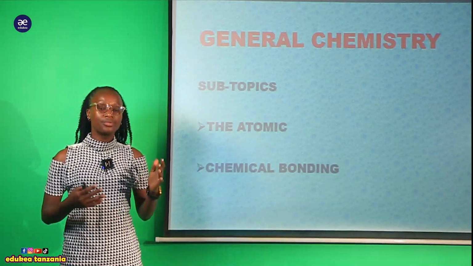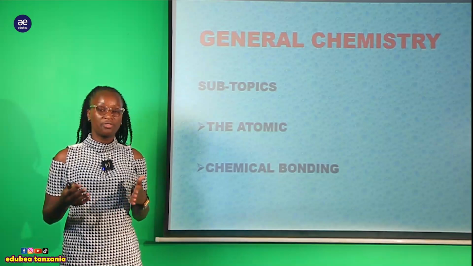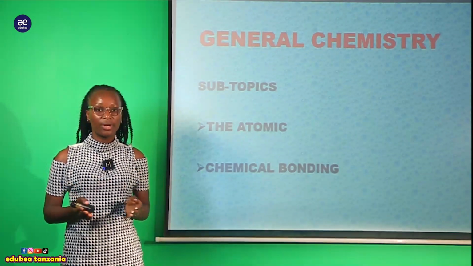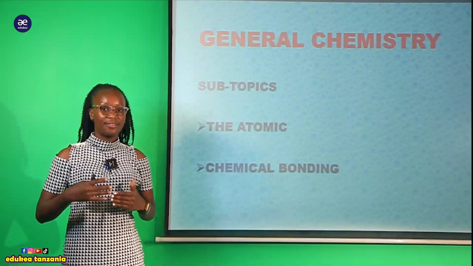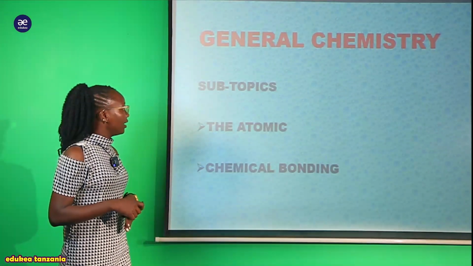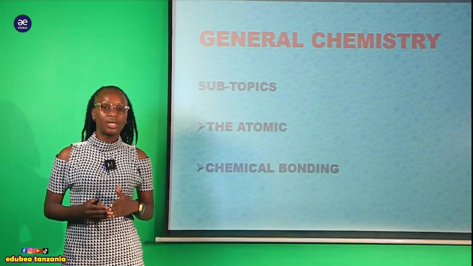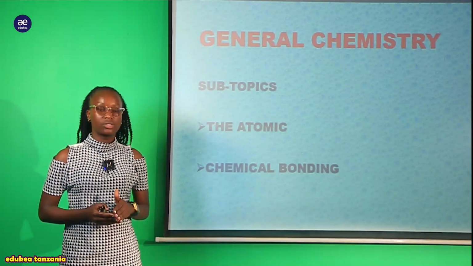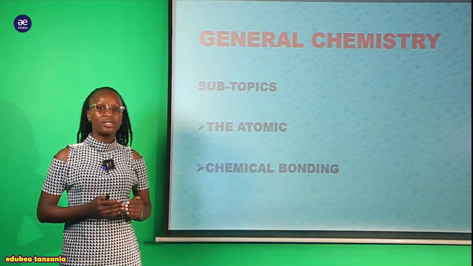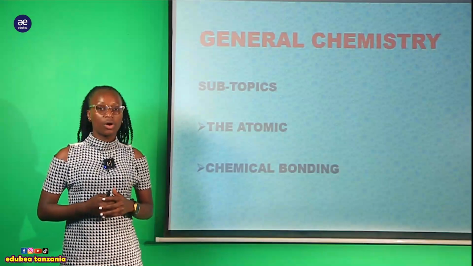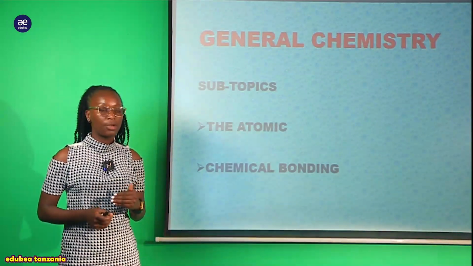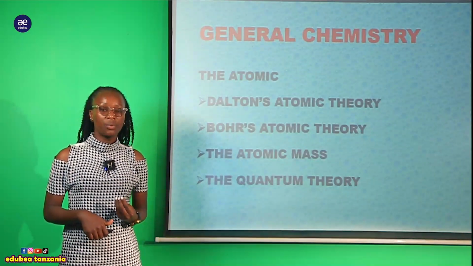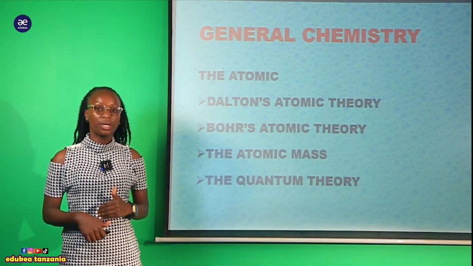My students, I am sure that once you are in Form 2, Form 3, Form 4, this concept is not new for you, but here we're going to look at it in a broader way. That's why it is advancing. In our subtopic, the atomic and chemical bonding, we have several subtopics within it. So we have to make coverage of the atomic, and finally we are going to look at the chemical bonding. So here we are proceeding with the first subtopic, which is the atomic.